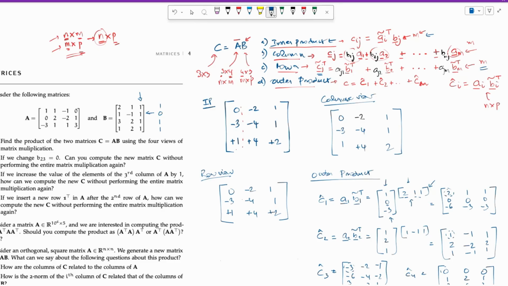So you said we can use a column view to figure out how to recompute, right? You tell me what you do exactly. Yeah, maybe the column view is correct, but explain it to me as to what the new computation would be without having to redo the whole matrix again.